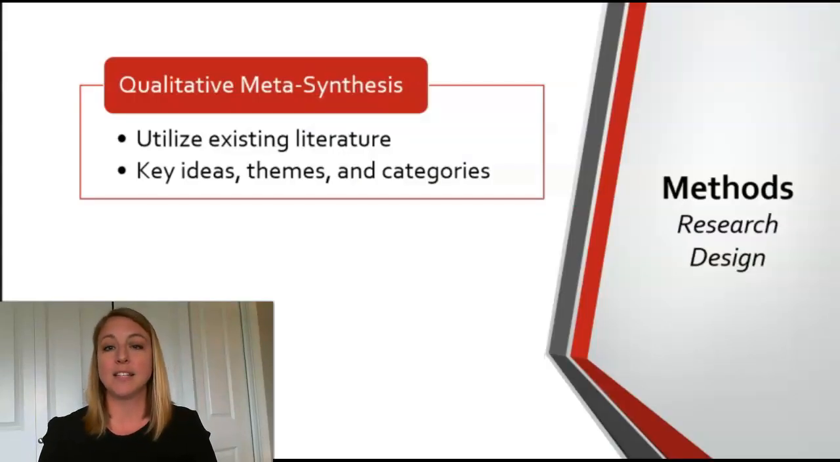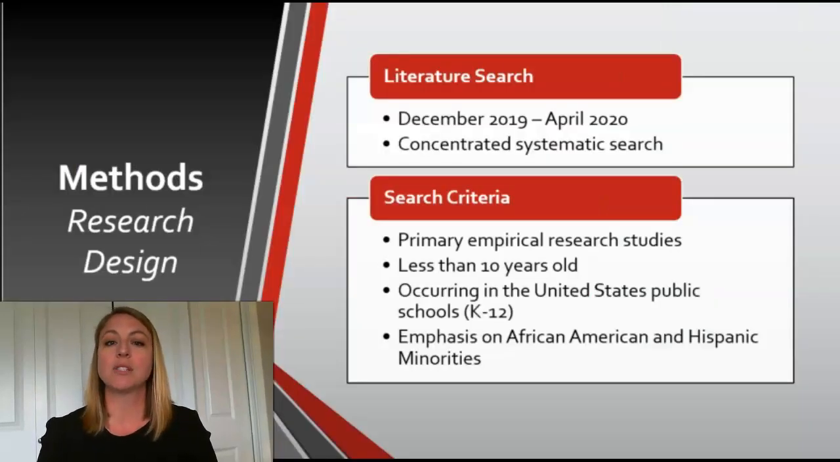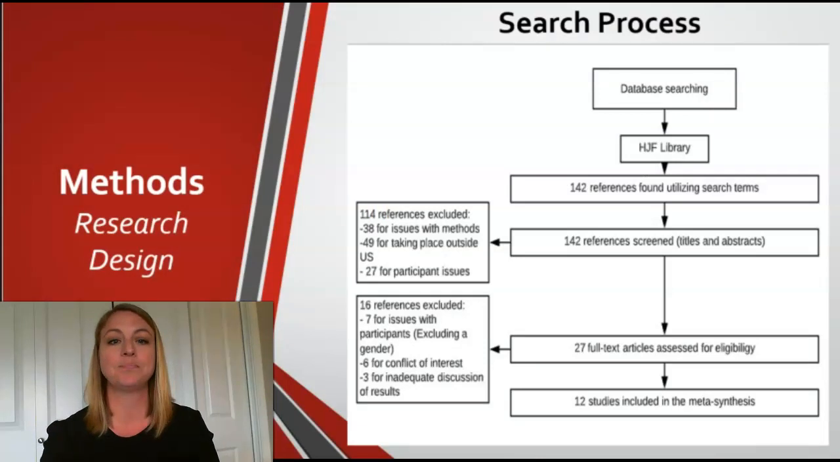A qualitative metasynthesis was conducted utilizing existing literature to gain in-depth knowledge of the topic of study to pick up key ideas, themes, and categories. A search of literature was conducted between December of 2019 and April of 2020. By completing a systematic search of the Morningside Library database, peer-reviewed articles, journals, and books needed to be primary empirical research studies and less than 10 years old. The study needed to occur in the United States public school systems, grades K through 12, with an emphasis on African American and Hispanic minorities.